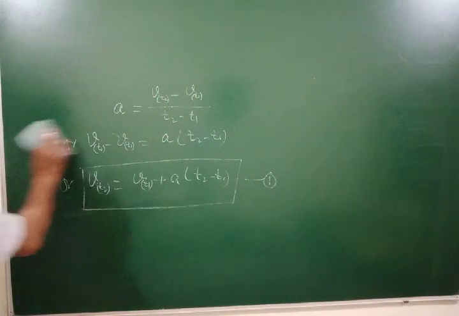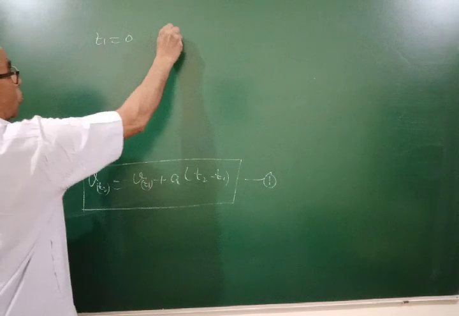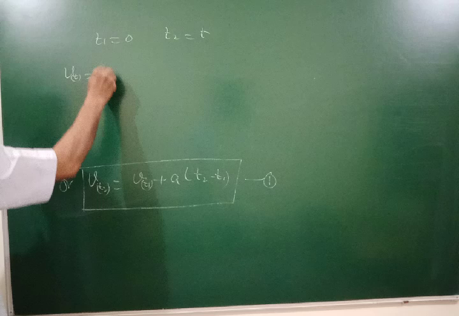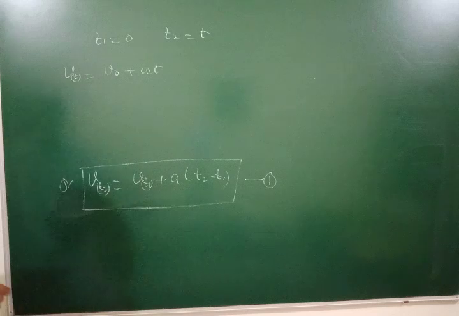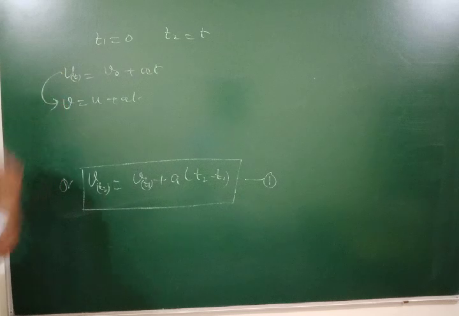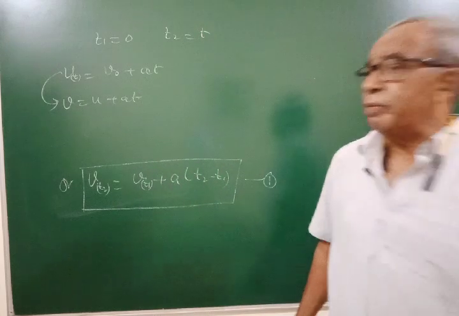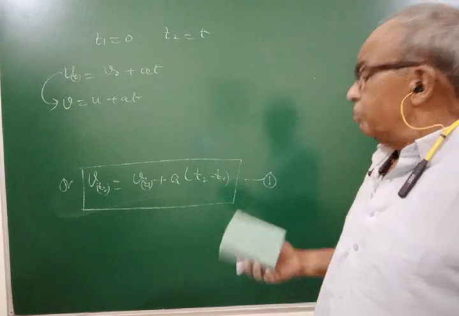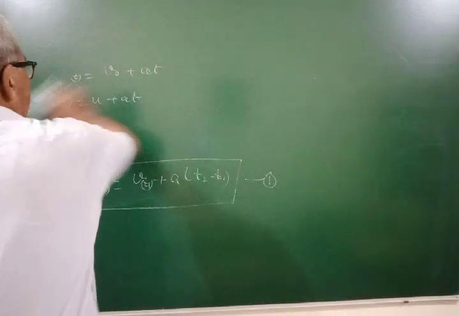So this is the first equation. Now in this equation, we may write if T1 equal to 0, then T2 equal to T. Then equation 1 can also be written Vt is equal to V0 plus AT, which you have studied in class 9, V equal to U plus AT. This equation you have learned in this form. So with Vt2, Vt1, while writing by this method, we do not need to know which one is initial, which one is final. So this is the first equation.